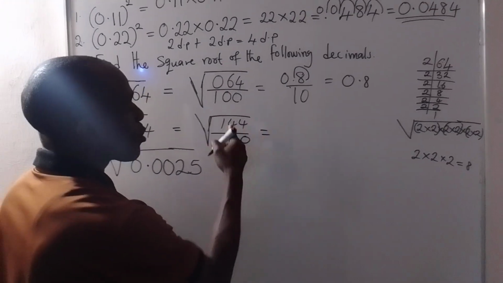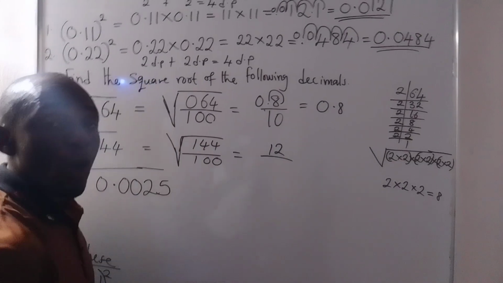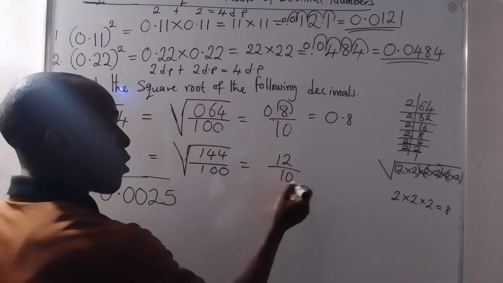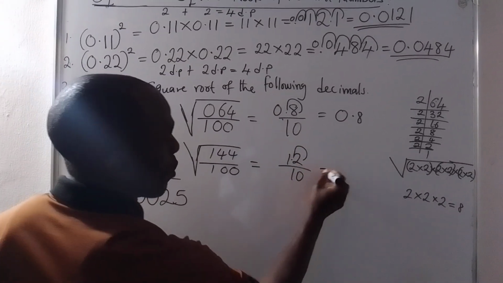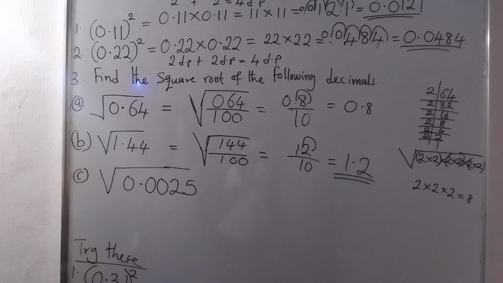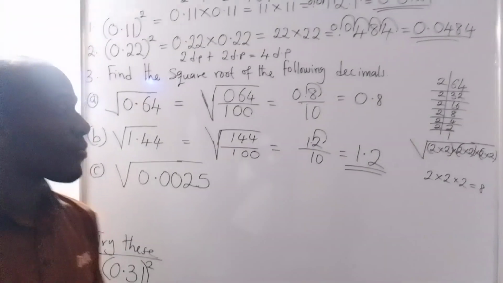Okay, what's the square root of 144? It is 12. And what's the square root of 100? It is 10. So 1 0, you move backward. So which means from here, we move once backward, then we have 1.2. So the square root of 1.44 is equal to 1.2.